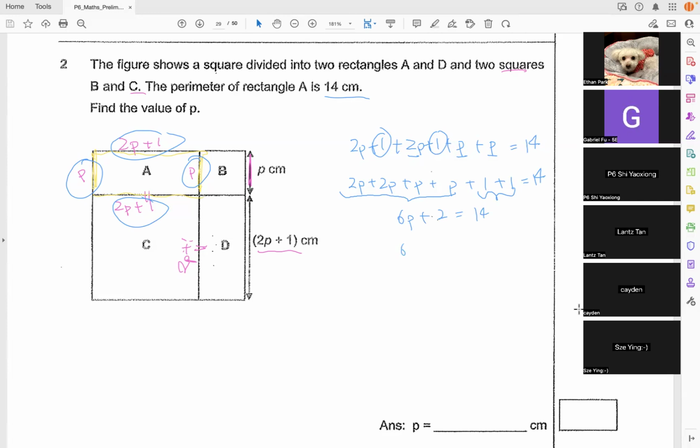Okay, so 6P will be equal to 14 minus 2. And then 6P will be equal to 12. Do it slowly. You can see how I do it very slowly, step by step, no skipping of any steps. 12 divided by 6 is 2, and therefore the answer is just 2 centimeter. Okay, any question? So if you do this one step at a time, you should not make any mistake, all right? No careless mistakes. Let's continue with the next question.